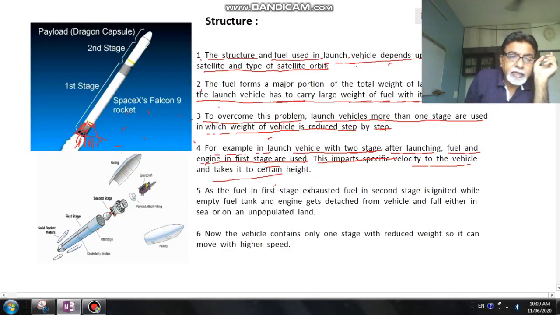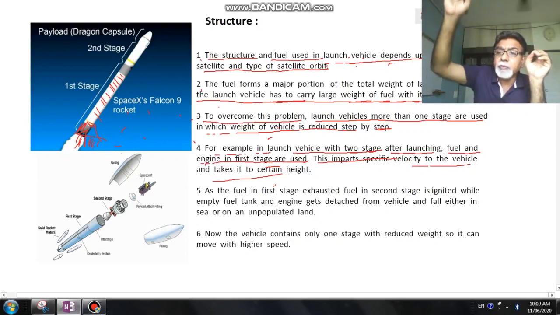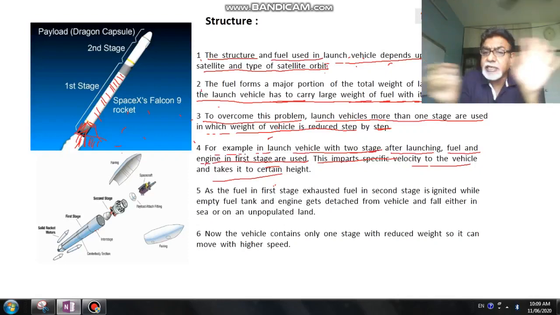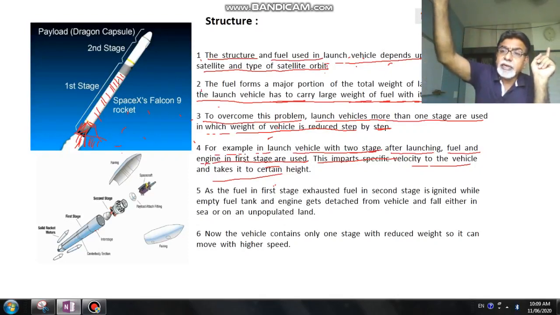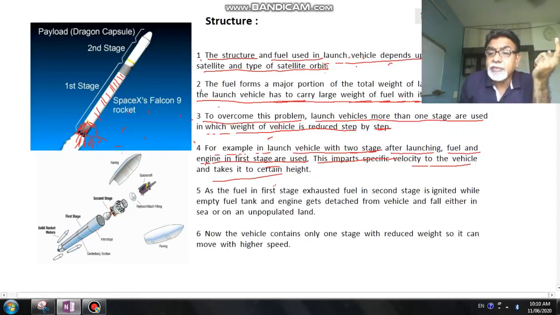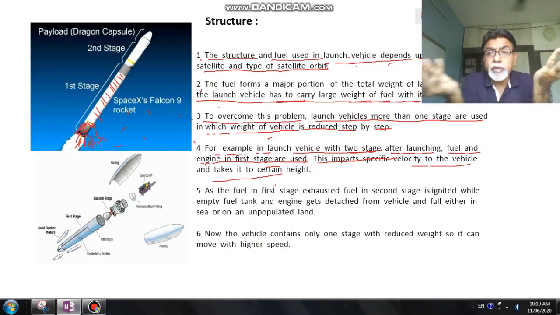At first, when the launch vehicle with two stages is launched, the fuel and engine in the first stage are used, and this gives a specific velocity to the vehicle and takes it to a particular height. Now once the fuel in the first stage is exhausted, it will trigger the fuel in the second stage. The fuel in the second stage will be ignited, and obviously the fuel tank of the first stage will become empty.